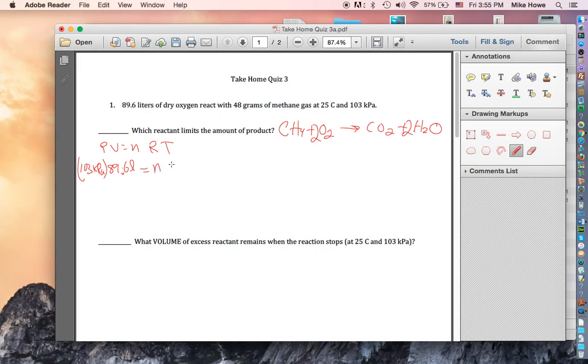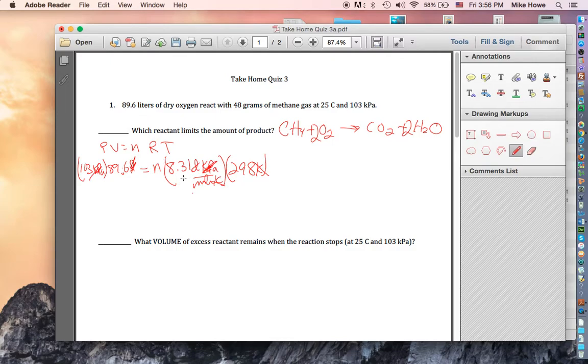R is the constant. We would use 8.31 since our pressure's in kilopascals, and the units on that are liter kilopascals per mole Kelvin. Then our temperature would be 298. So 298 K, because I have to change C to K. All right, just looking at unit cancellation, see K's cancel. When you divide kilopascals and liters, they're going to cancel. Whoops. So liters and kilopascals cancel. And all you're going to be left with is moles, which is what you want.